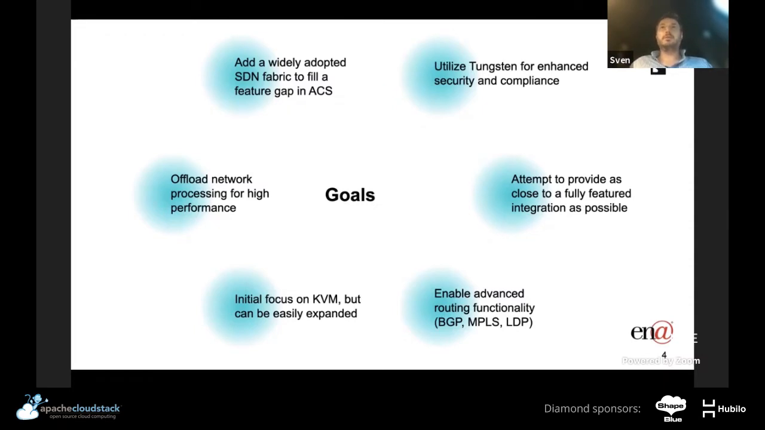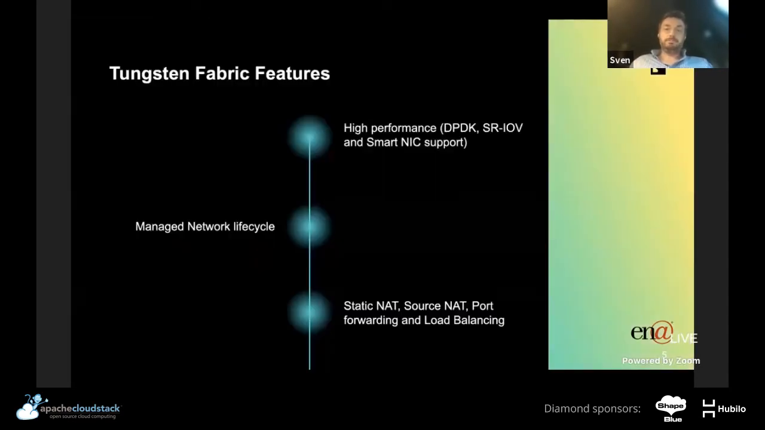Tungsten Fabric comes from Juniper. It was developed closed source, then they gave an open source version to the community, and then later, I think after a year or 1.5 years, they moved the code base to the Free Software Foundation. Yeah, I think so. And that's why we started with the implementation of Tungsten Fabric.